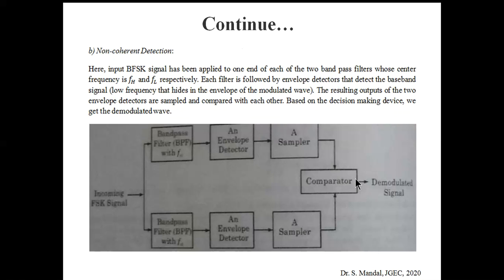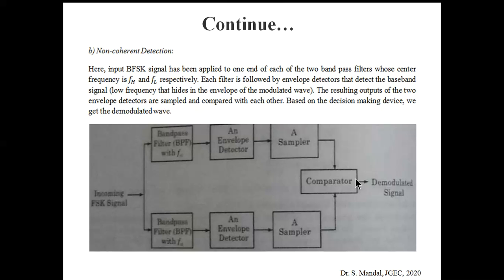Now coming to the non-coherent detection. Here there is no locally generated carrier. Instead of it, we are using two bandpass filters, two envelope detectors, and two samplers and a comparator. You can see that the incoming FSK signal has been applied to bandpass filters. The first bandpass filter is tuned to FH, and the second bandpass filter is tuned to FL, and their bandwidth is sufficiently high so that all the spectrum of the baseband signal can pass through it.